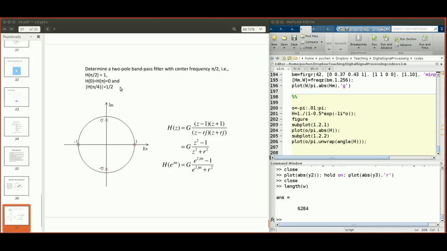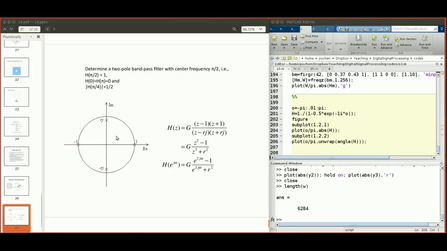We haven't considered this condition yet, but let's see, based on this placement of poles and zeros, what's going to be the transfer function. The transfer function is going to look something like that. Big G means a constant scaling. That's the gain, basically. The gain allows you to control the amplitude of the filter in the passband, right? So what's actually the gain?